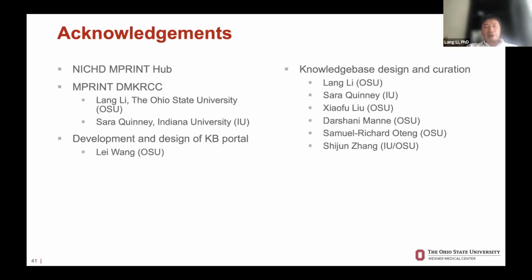Finally, I want to acknowledge the strong collaboration between our team from Ohio State University and Sarah Quinney from Indiana University, who is in charge of the pharmacometrics core. Without very close interaction between the two groups, there's no way we could have gotten to this stage. The knowledge portal was developed by Dr. Lei Wang, who did most of the work building out the knowledge base. The knowledge base design and curation is carried out by Aditi, myself, and Xiaofu. We have several well-established data curators, including Dashini, Sam, and Shijun.